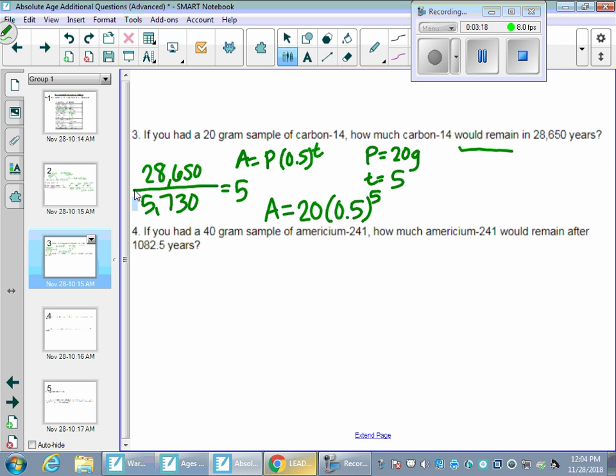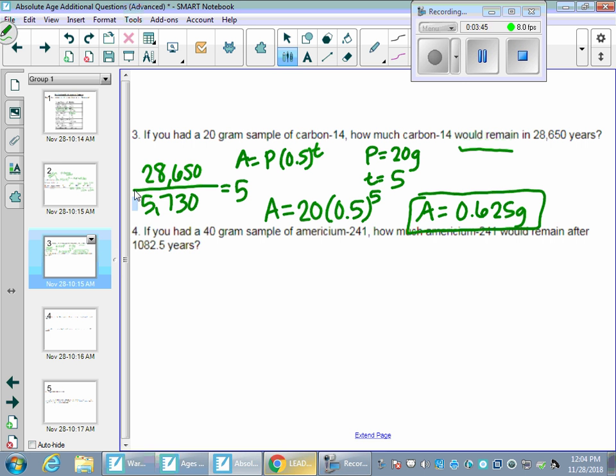Now remember, when you are putting this into the calculator, you want to make sure you do the exponent first. So 0.5 to the 5th power. And then you're going to multiply that by 20. And if you have done this correctly and put this in your calculator correctly, you get A equals 0.625 grams. That is your answer. This is what would be remaining after 28,650 years.